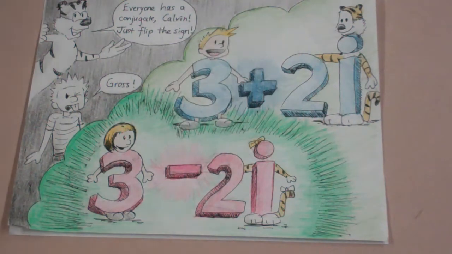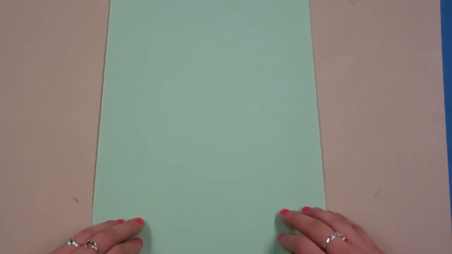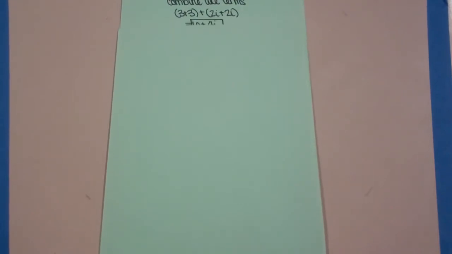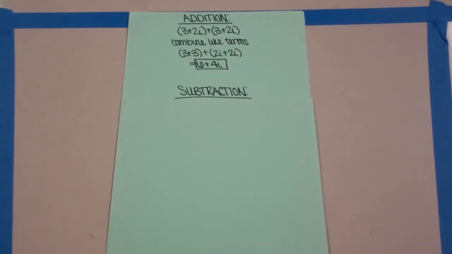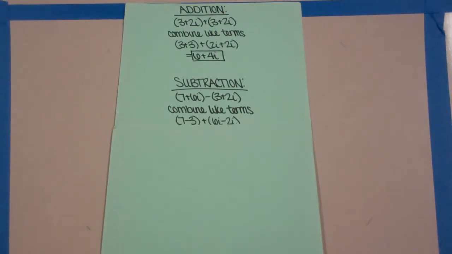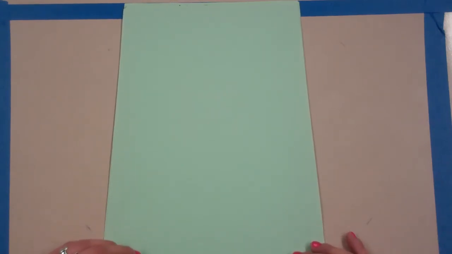So now it's time to learn some operations. Operations? Yeek. The easiest to do are addition and subtraction. You just combine like terms. Watch this. Addition. 3 plus 2i plus 3 plus 2i. Combine like terms. Subtraction. 7 plus 6i minus 3 plus 2i. Combine like terms. That's easy. Then you can do multiplication, which is a little trickier.